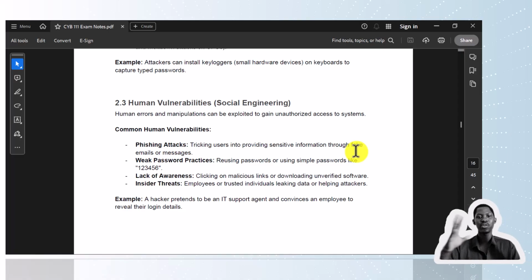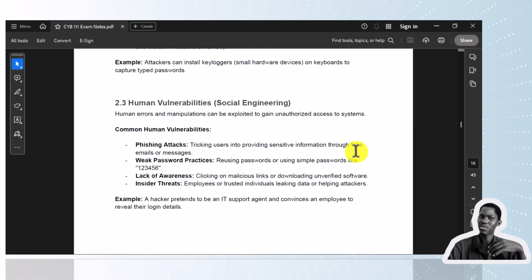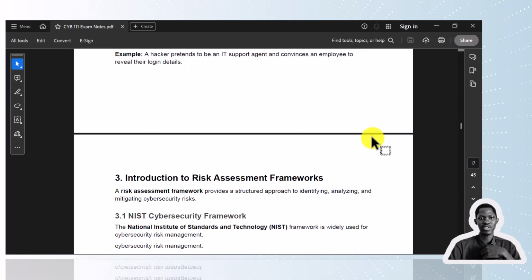Now, an example: a hacker pretends to be an IT support agent and convinces an employee to reveal their login details. So you see, they do this a lot. I understand. You might have even seen videos on YouTube of people actually doing this. Yes, they pretend to be. In fact, if you watch enough movies, you've seen this. This has happened. You've seen this in movies, and it happens in real life too. That they will just call you up and pretend to be an IT support agent or from your bank. You know all those things. So that's a typical example of human vulnerabilities.